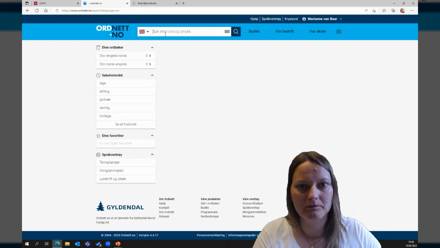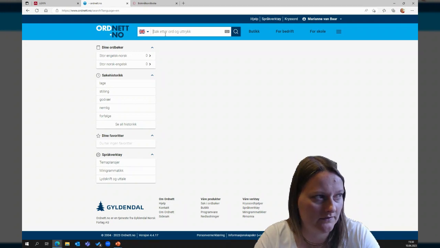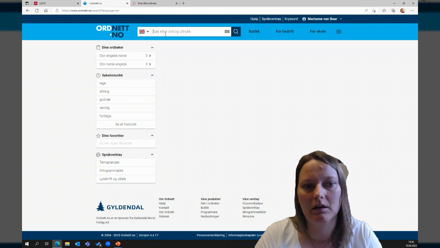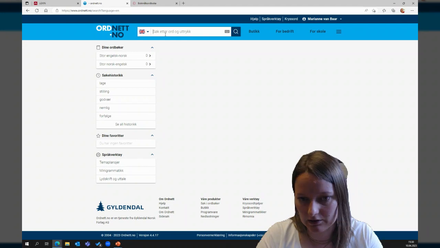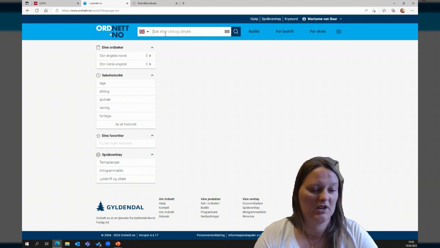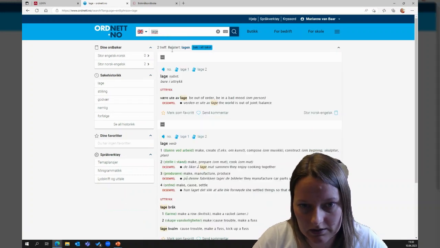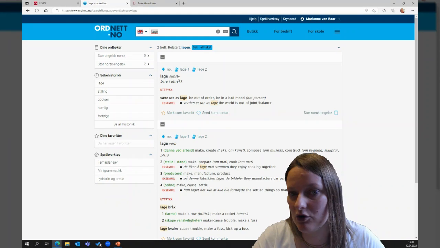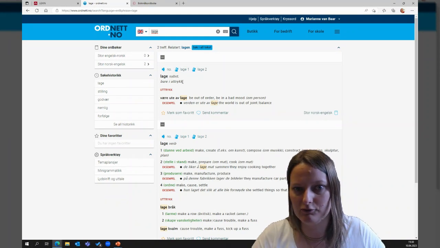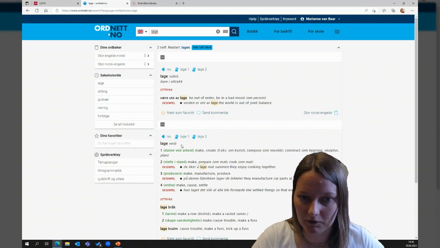And again here, remember to use the infinitive or the masculine form of adjectives or the indefinite form of nouns, indefinite singular. So if you, for example, have the word, let's stick to lage. So we go to lage. Okay, here you can see that it's also a noun, but only in certain expressions. Uttrykk means expressions. But here we can find lage verb.